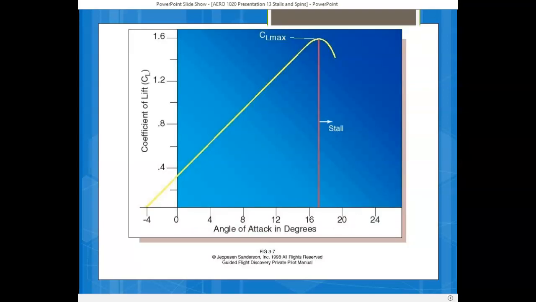So remember, a wing will stall at the critical angle of attack, and that's typically somewhere between 15 and 17 degrees of nose-up pitch on most general aviation aircraft. You can see that in this graph. It's important to remember that the wing will stall at the critical angle of attack, but it will stall at a different airspeed depending on the load factor. The higher the load factor, the higher the stall speed.